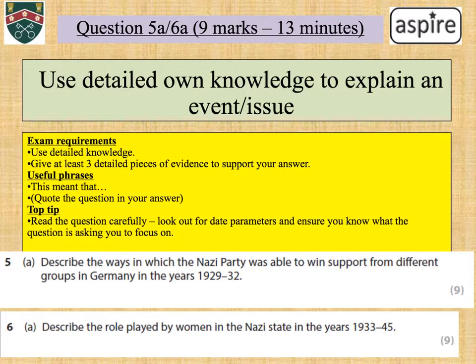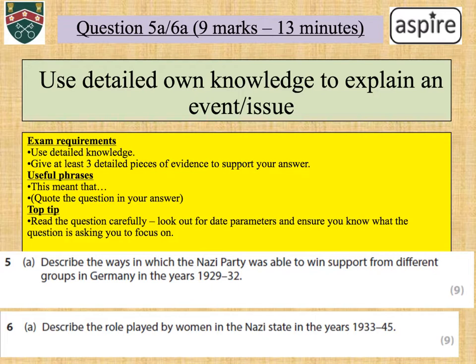Firstly, let's have a look at the type A question of 5A or 6A, depending on which one that you do. These are often described questions, so these are questions that are simply testing your knowledge, but you want to try and aim to give at least 3 detailed pieces of evidence to support your answer. So there's a couple of example questions. For example, describe the ways in which the Nazi Party was able to win support from different groups in Germany in the years 29 to 32.